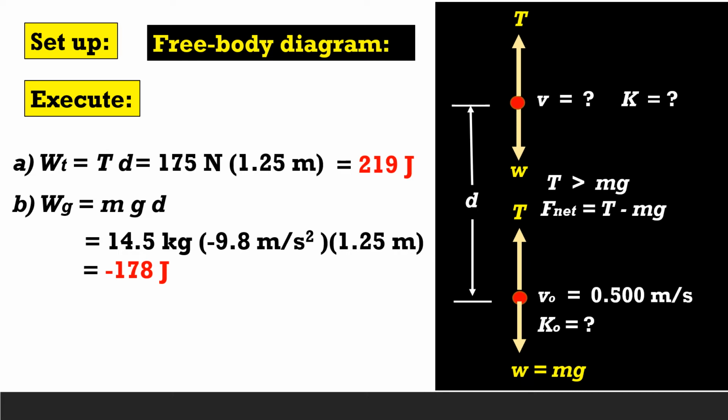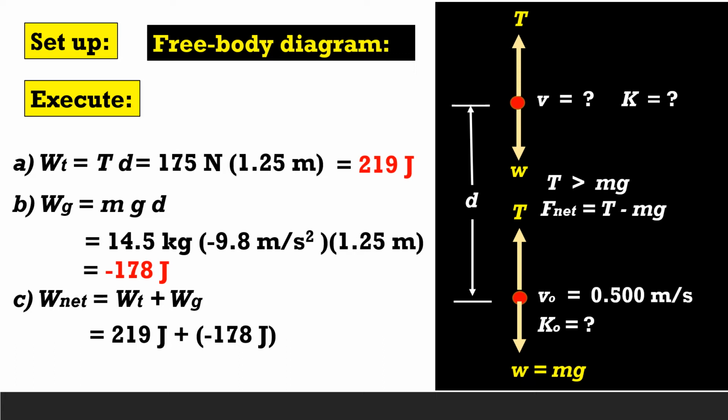Alright, so what is next? We can then determine the total work done. Total work done is just the sum of the work done by the tension and the work done by gravity, or WT plus WG. So substituting, we have 219 joules plus negative 178 joules, and we get 41 joules, which is a positive work done.